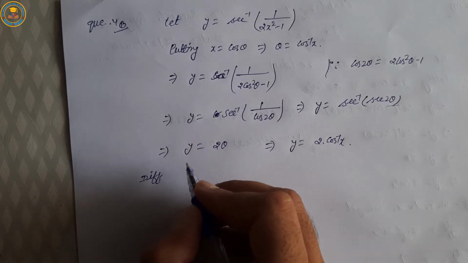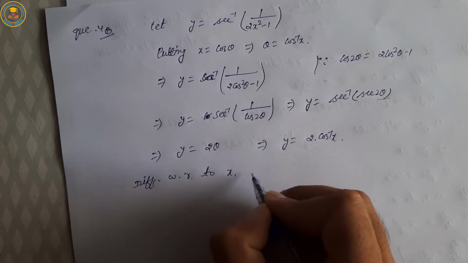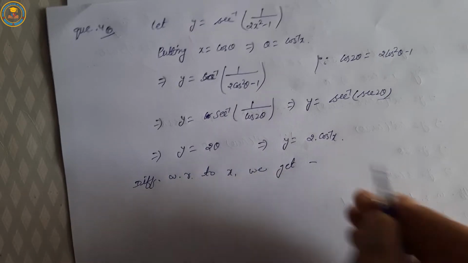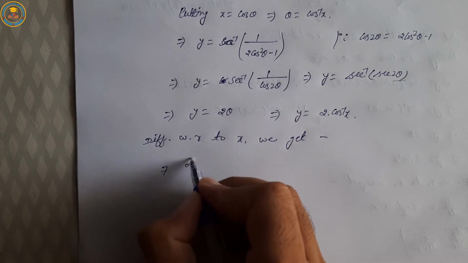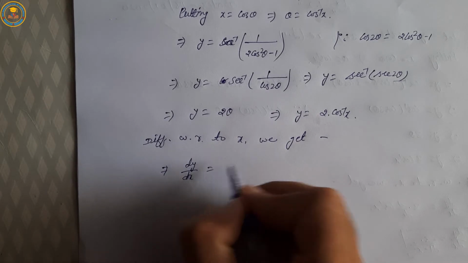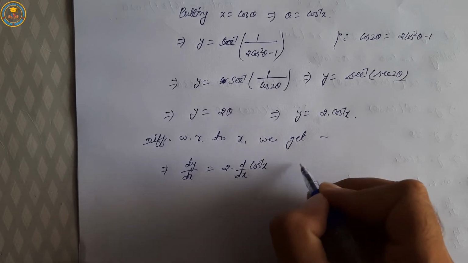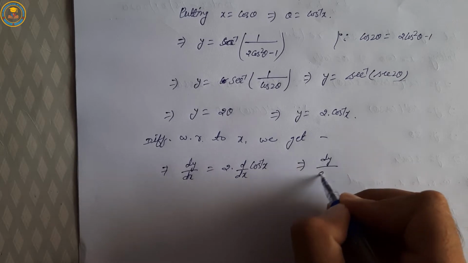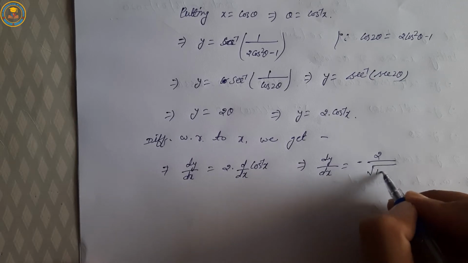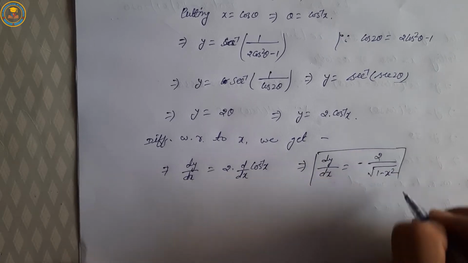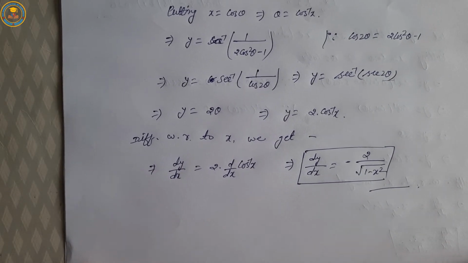Okay, differentiating with respect to x, we get derivative of y, dy by dx is equal to 2, a constant, into d by dx of cos inverse x, implies dy by dx is equal to 2 upon minus root of 1 minus x square. Okay, that is the answer. Next question.